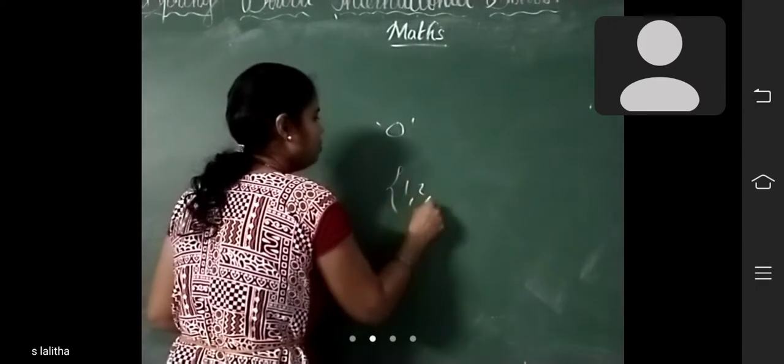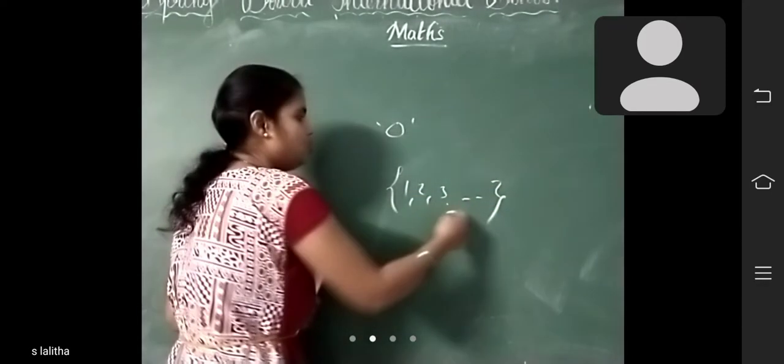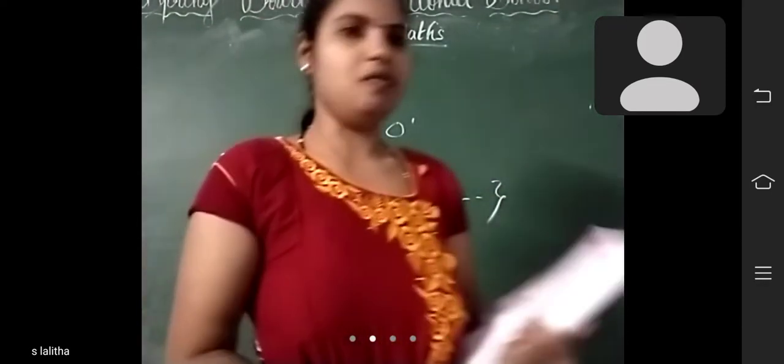Additive identity means what, ma'am? What is called additive identity? Zero. Zero is called additive identity. In which set of numbers did it have this additive identity? Natural numbers. Natural numbers start from 1, 2, 3, and so on. So there is no zero. So you should write here natural numbers. First one.